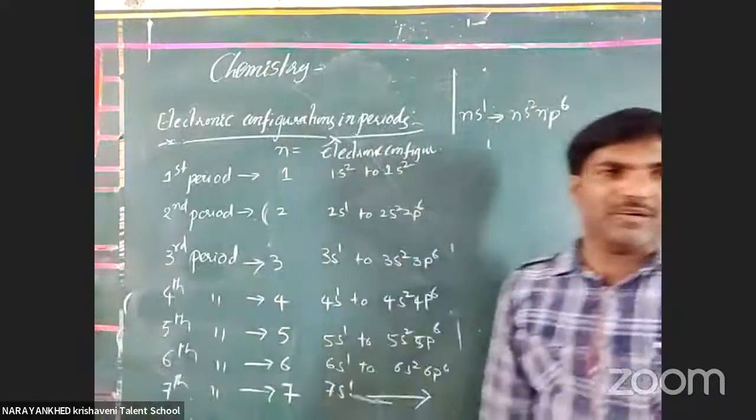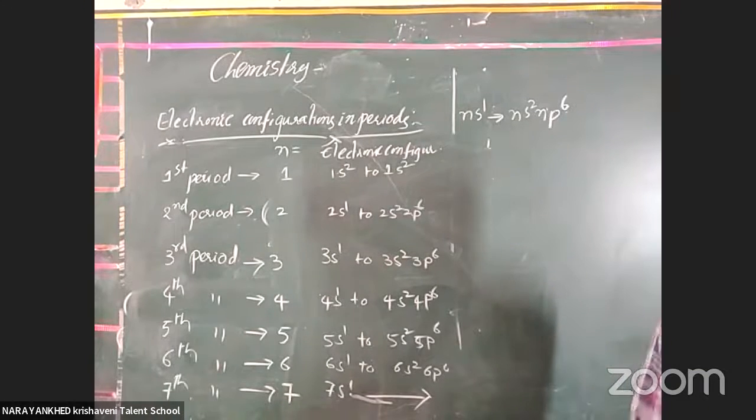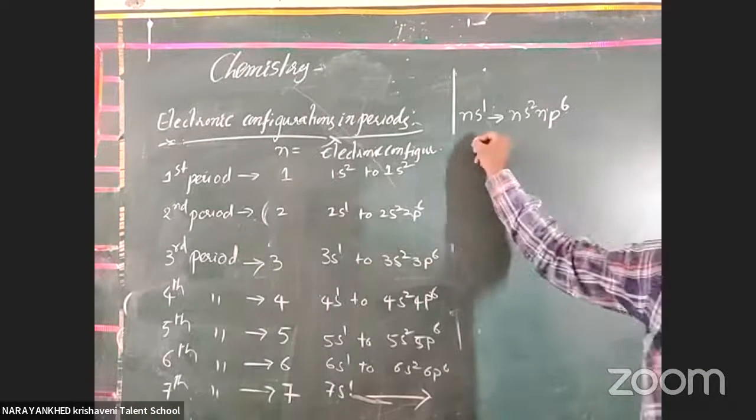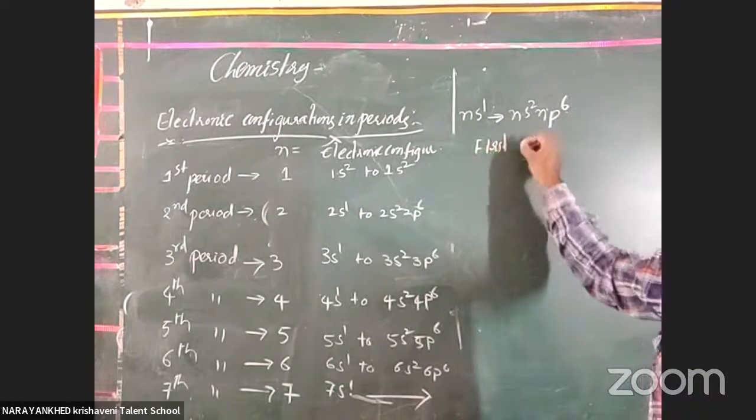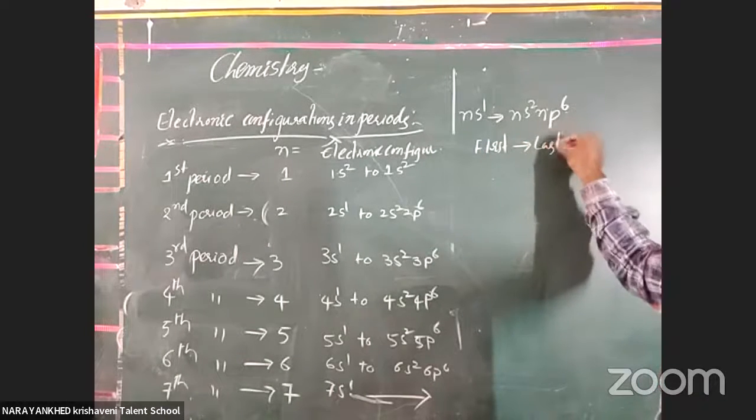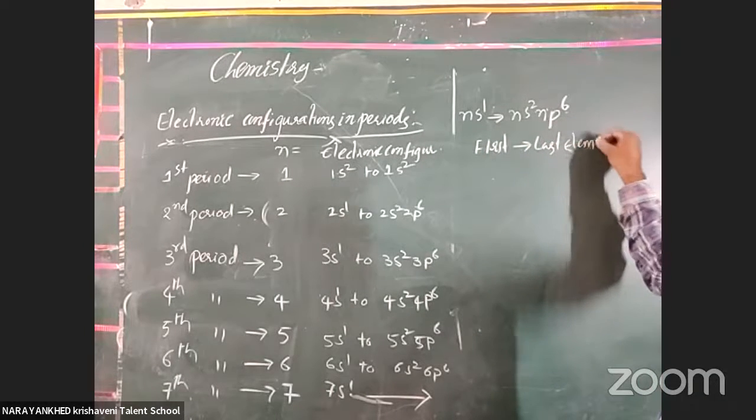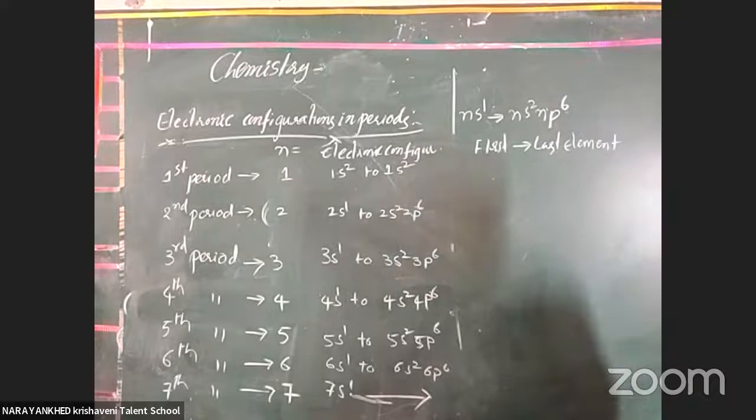Okay, this is only about the electronic configuration: the first element as well as the last element. You have to write the first and last element names clearly, not only the symbol. You have them in your periodic table.